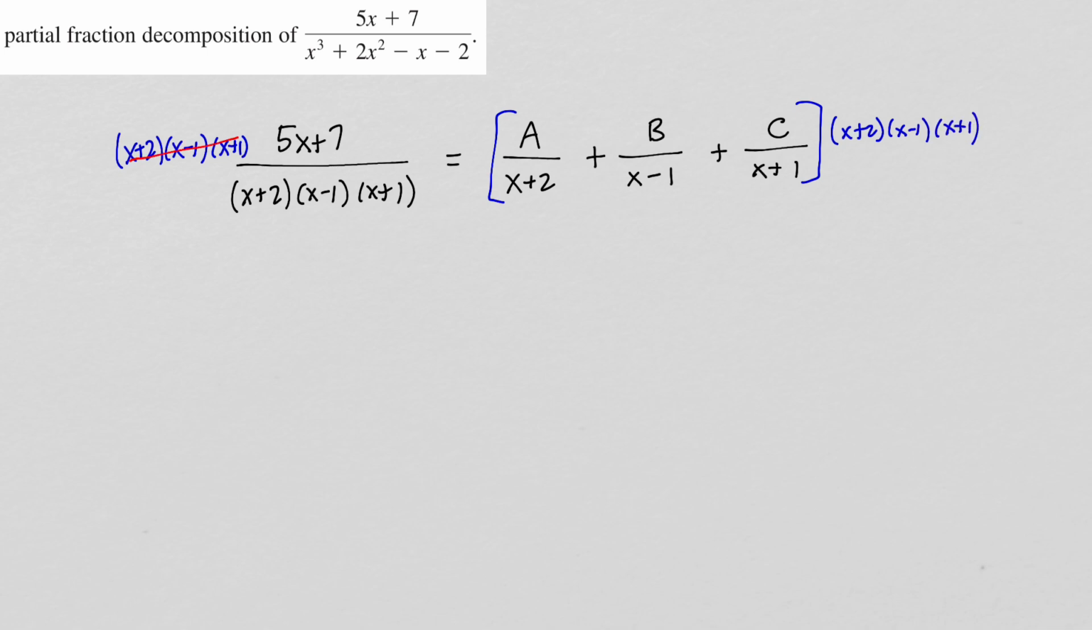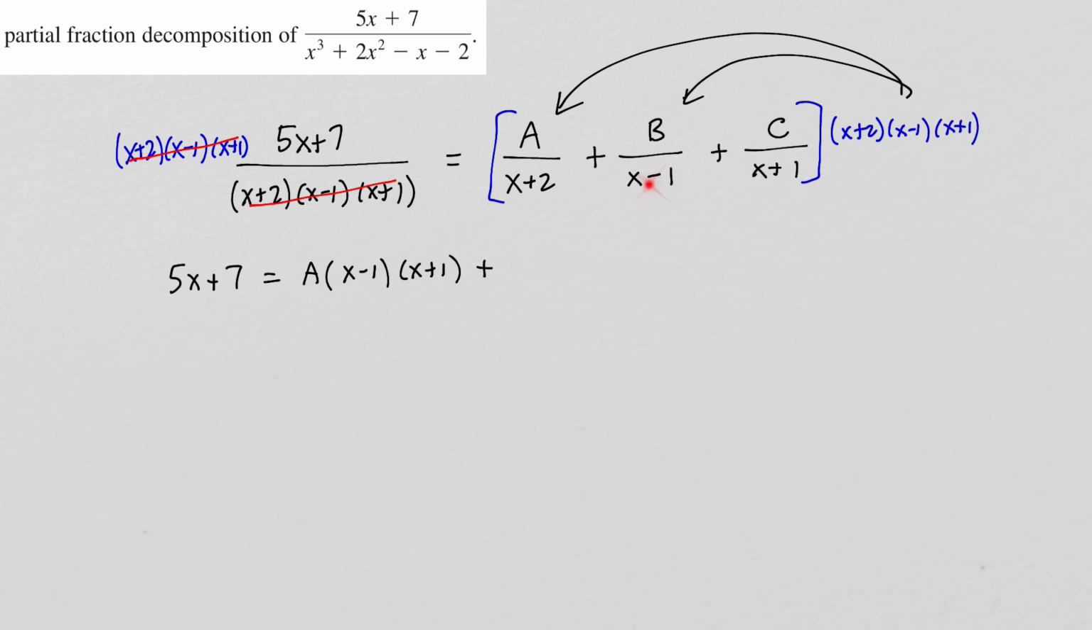On the left-hand side, these simply cancel out, and that leaves us with 5x plus 7. On the other side, we have to distribute. The x plus 2 cancels out the x plus 2, and we get a times x minus 1 times x plus 1. When we multiply to the next term, the x minus 1 cancels out, and that gives us b times x plus 2 times x plus 1. Finally, multiplying to the last term, x plus 1 cancels out, and that gives us c times x plus 2 times x minus 1.